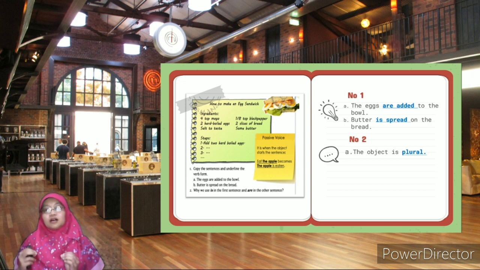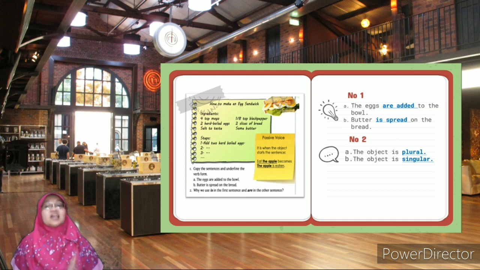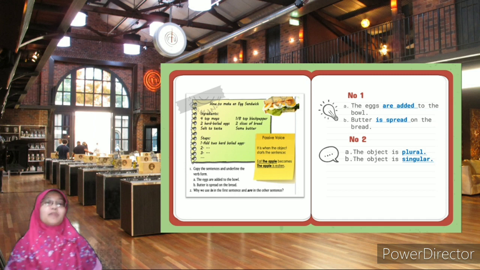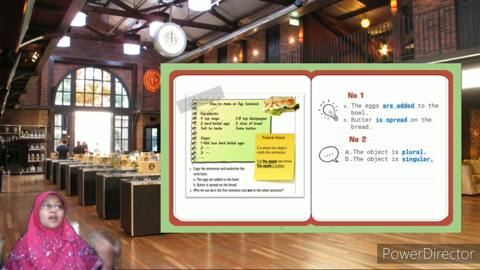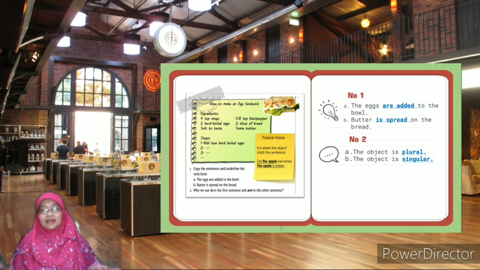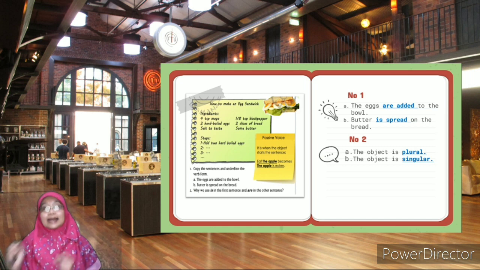it should be are. While B, look at the B, the object is singular. It means that we use is. So because the object is singular, and you have to remember, when it comes to an uncountable noun, no matter how much that ingredient is, it should be written with is because it is uncountable.